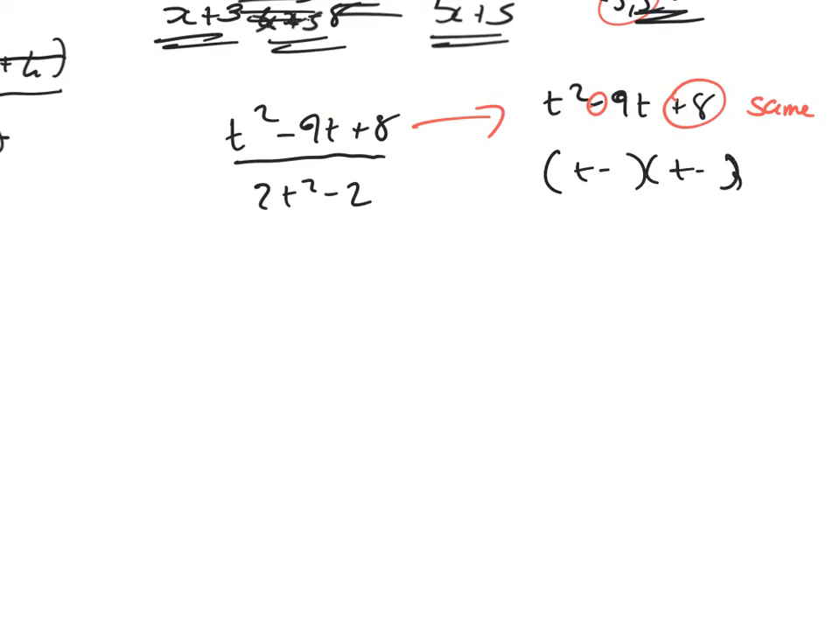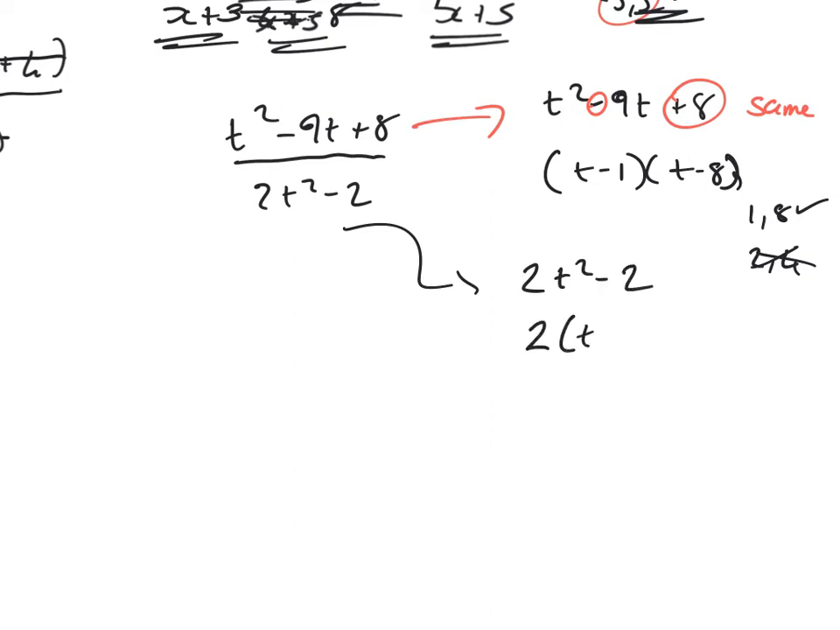Okay, so pairs that multiply to give 8. That's 1 and 8, and 2 and 4. Okay, which pair can I use to get minus 9? Well, it's going to be 1 and 8. So (t minus 1)(t minus 8). Okay, let's take the expression down bottom. 2t squared minus 2. First move, highest common factor, 2 bracket t squared minus 1.